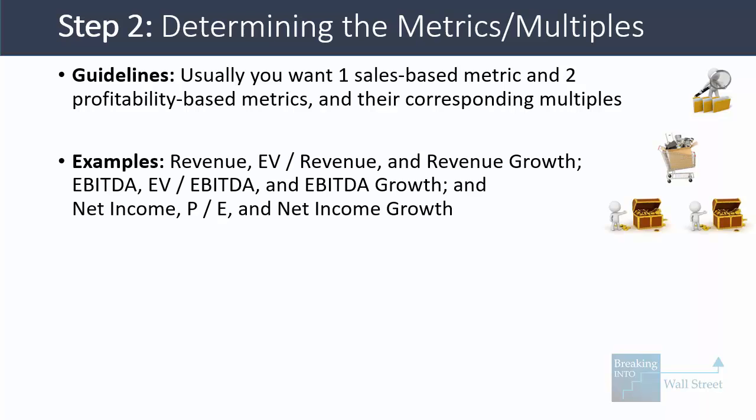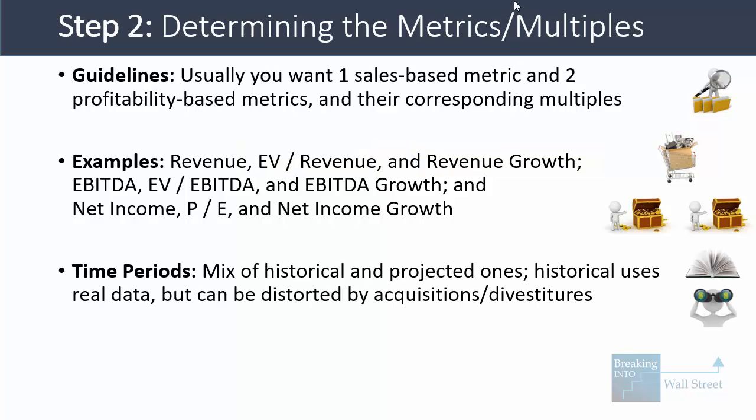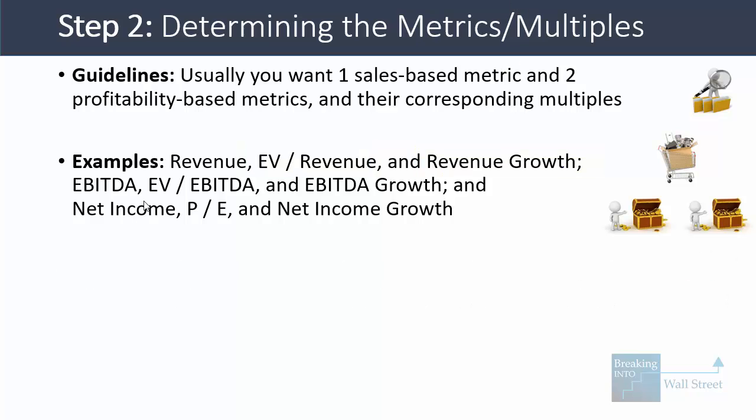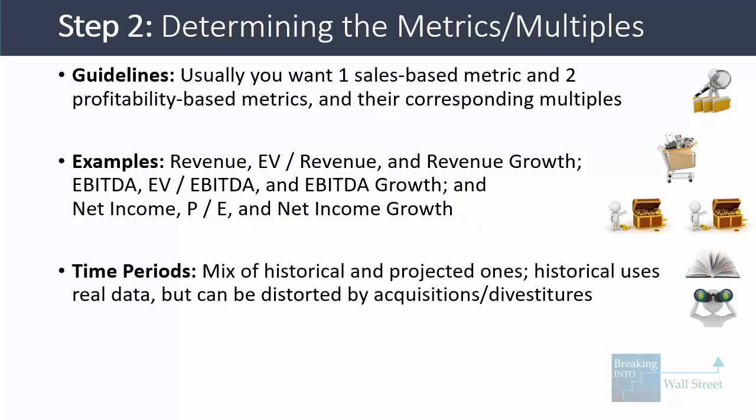So, for example, you could look at revenue, enterprise value to revenue, and revenue growth to establish a correlation between the multiple and the growth rate. You could look at EBITDA, enterprise value to EBITDA, and EBITDA growth to establish a correlation there. And then you could look at net income, price to earnings, and net income growth to establish some type of correlation there.